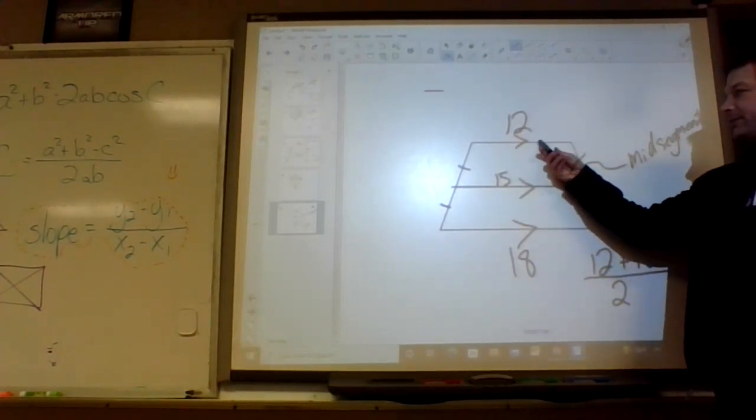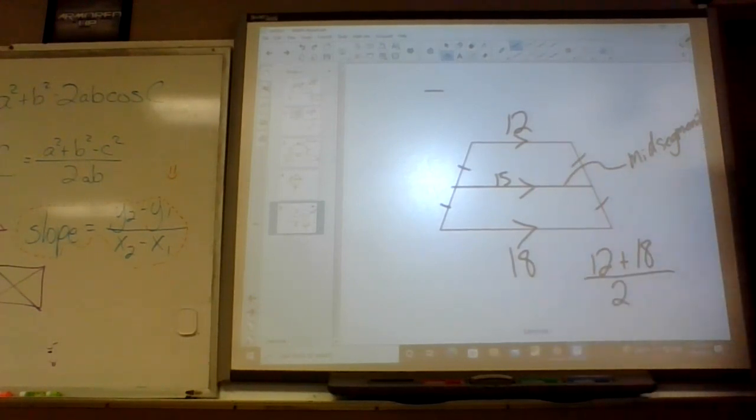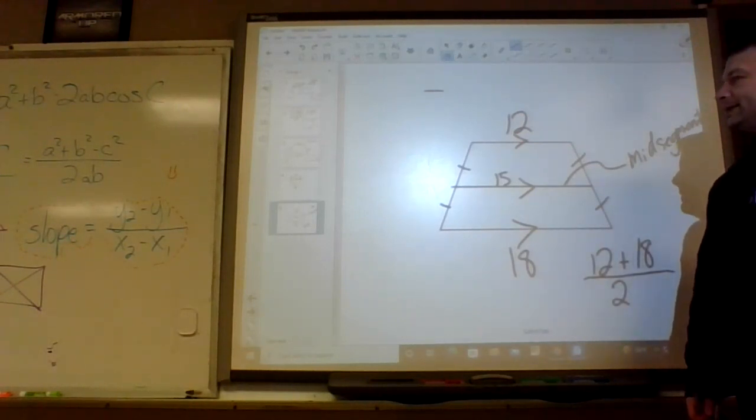It's the number that's right in between the bases. See how it looks a little longer in this one, a little shorter in that one, because it's right in the middle. That's how it works. You average the two.